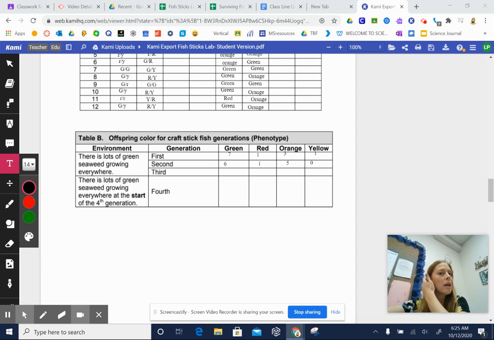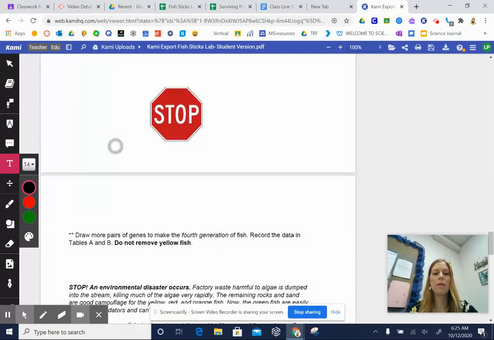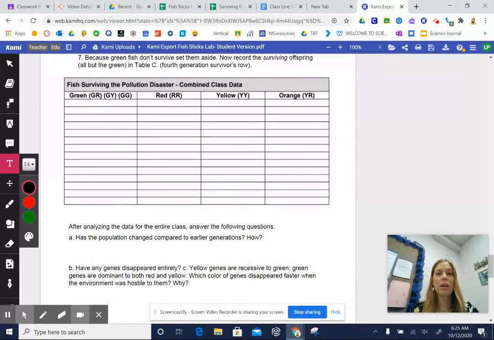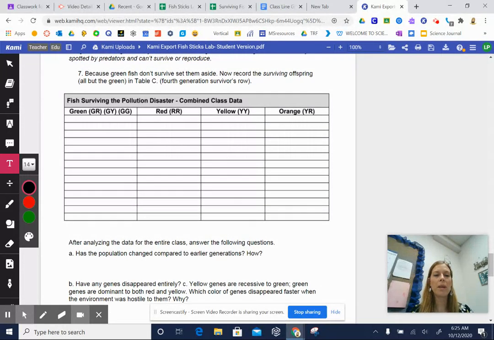Okay, so on this last assignment, you're going to use your final data from what you put here. We're collecting our class data so that tomorrow you can answer your last questions. So you should have put in numbers here, right? Because the green fish don't survive, you set them aside. Now you were recording the surviving offspring because remember, the pollution killed off the algae.